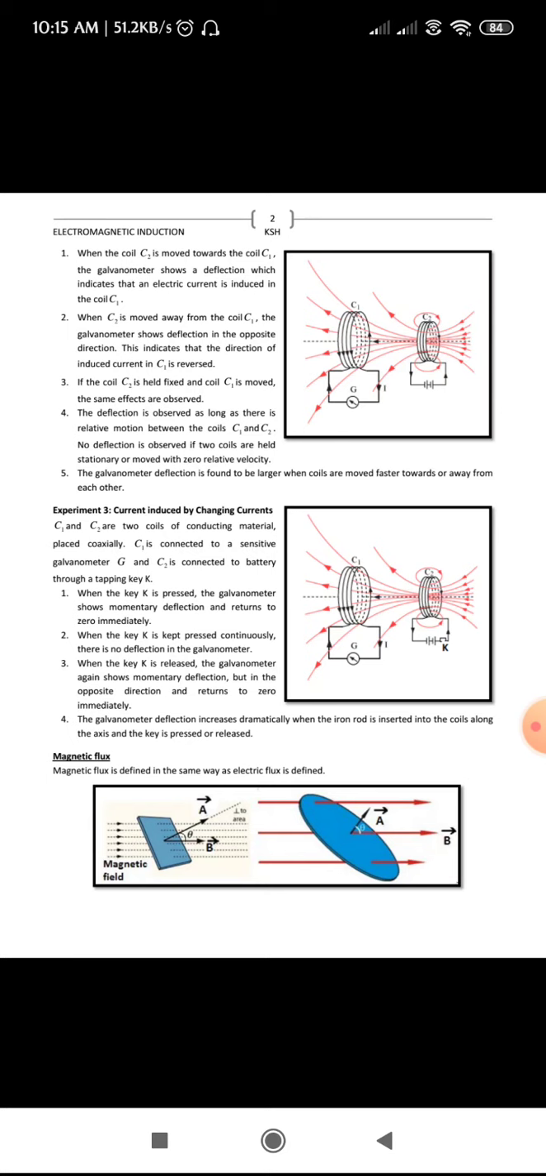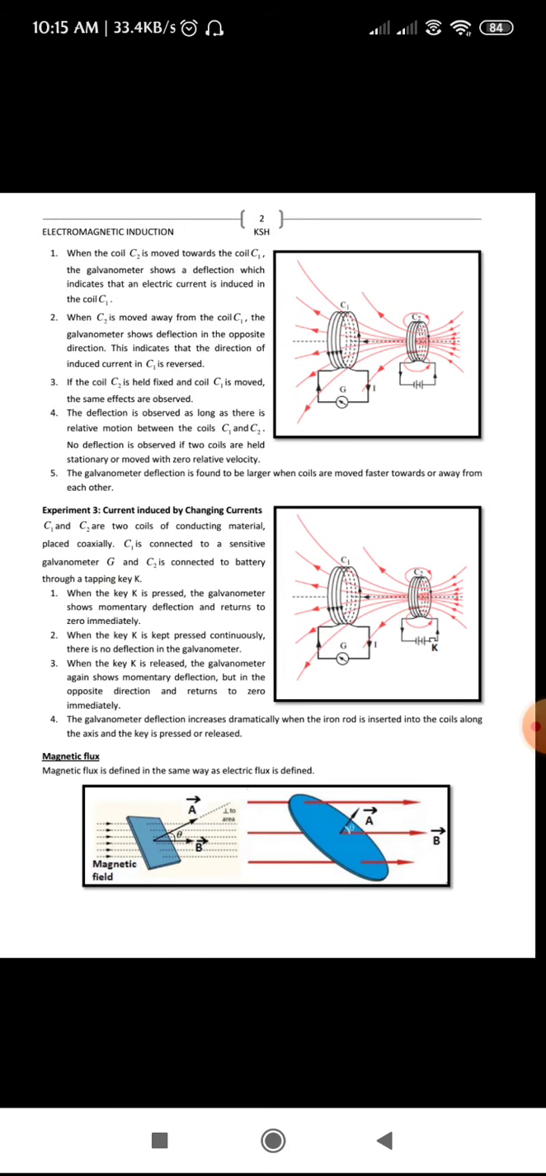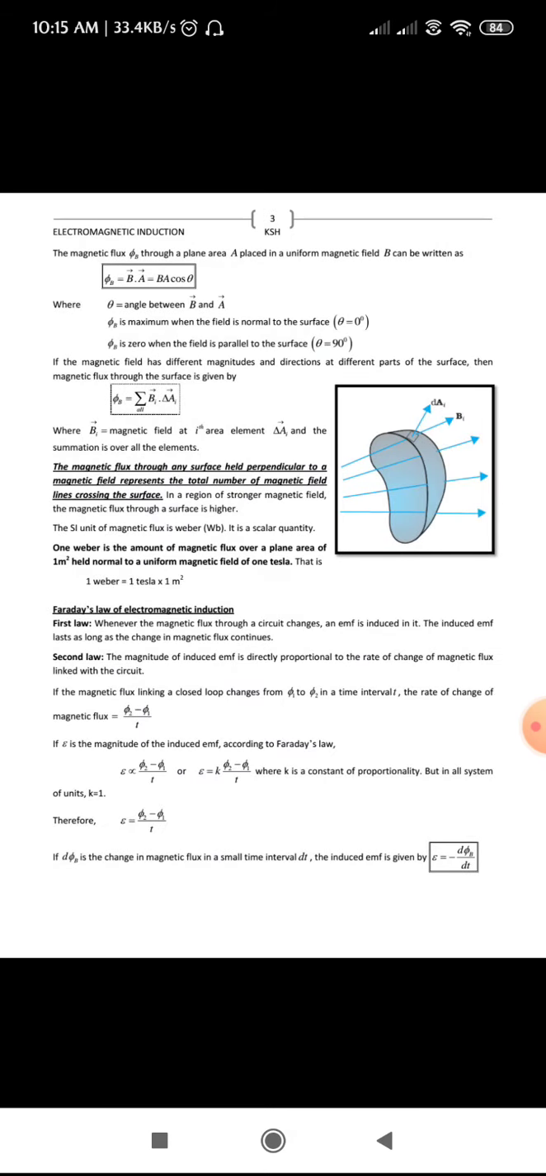In the same way we have defined magnetic flux as same as electric flux. In the case of electric flux we derived that phi subscript e, the electric flux, is equal to vector E dot vector dS, that is nothing but E dS cos theta. That was regarding the electric flux, E dot S is equal to ES cos theta.